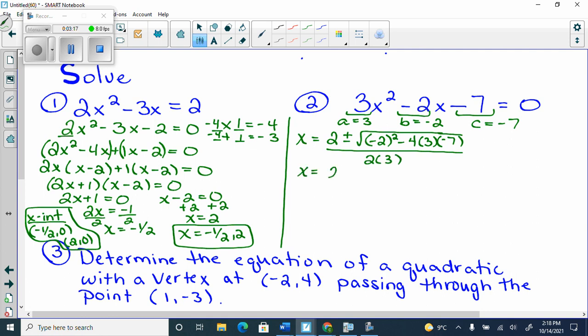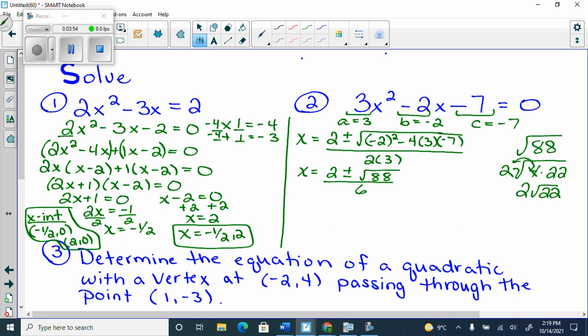x equals 2 plus or minus, what does that equal? 80? 88? Is it 80 or 88? 88, over 6. Now 88, what can I reduce it to? Off to the side, you divide it by 4, right? 4 and 22. 4 comes out, it's a 2, so I get 2 root 22.